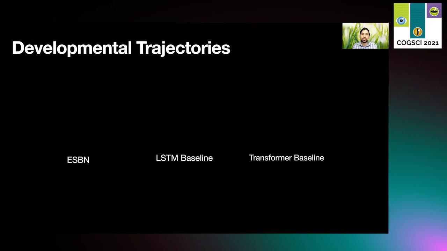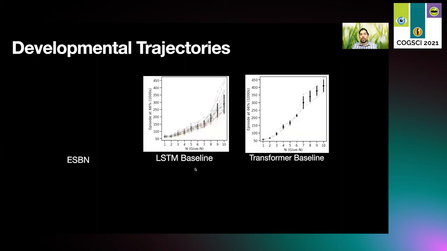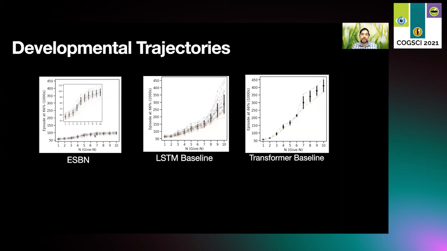So let's look at the developmental trajectories. If you look at the baseline models here, the n is on the x-axis, and the episode at which the models reach 66% accuracy is on the y-axis. Compared to the ESBN network, these models take much longer to achieve performance. And if you look at the inset on the ESBN network, you also see something that is a bit familiar to that schematic that we might expect, where there's this flattening of the curve where the higher numbers are achieved around the same time.